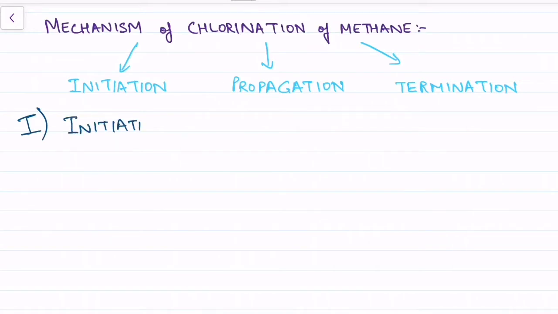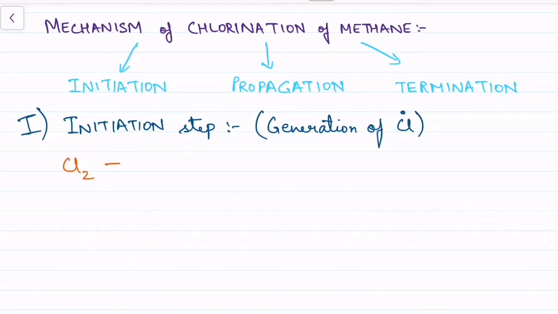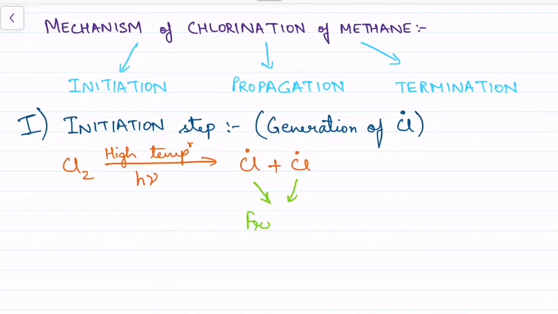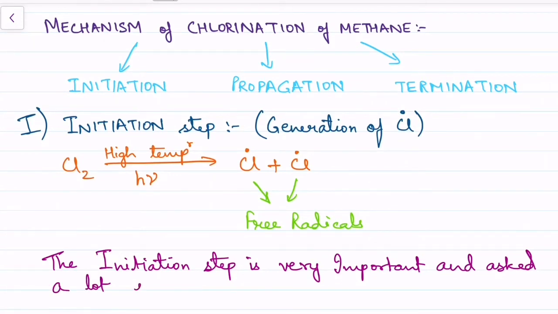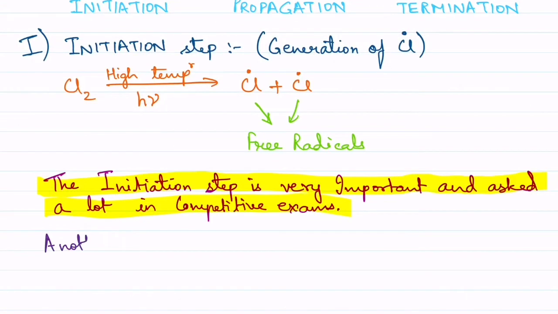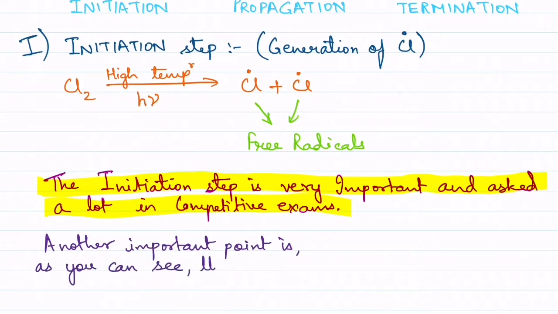The initiation step is the step where chlorine free radical forms. In the initiation step, chlorine in the presence of high temperature and hν gives you chlorine free radicals. The initiation step is very important, guys, and it is asked in a lot of competitive exams. Another thing to note here is the organic molecule, in this case methane, is not present in this first step.